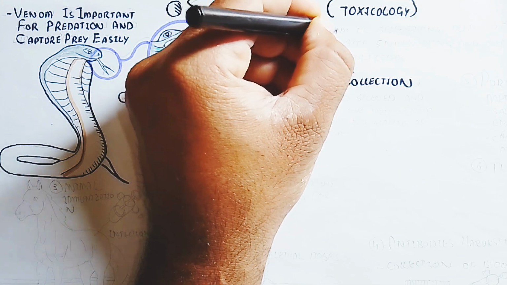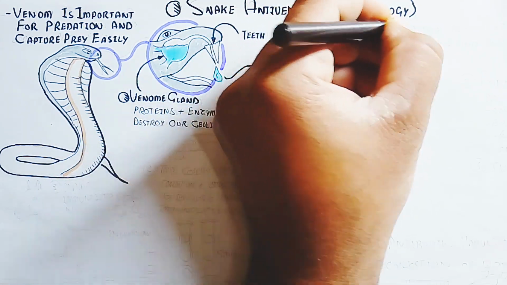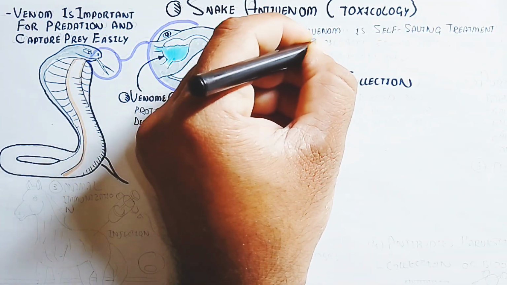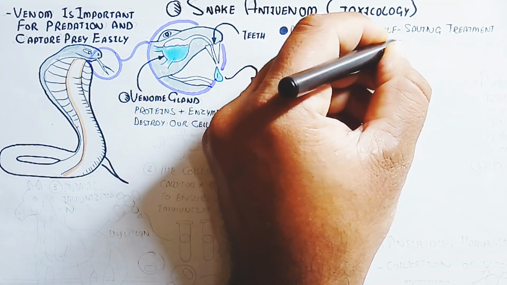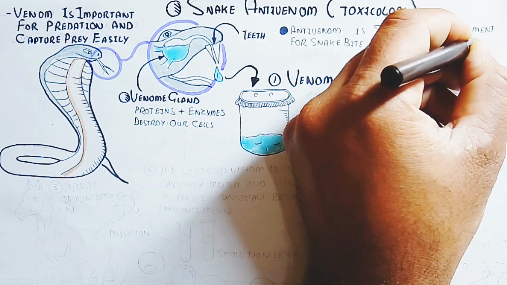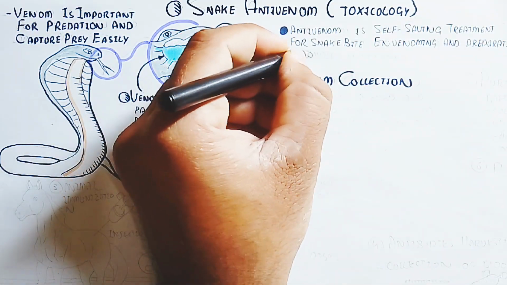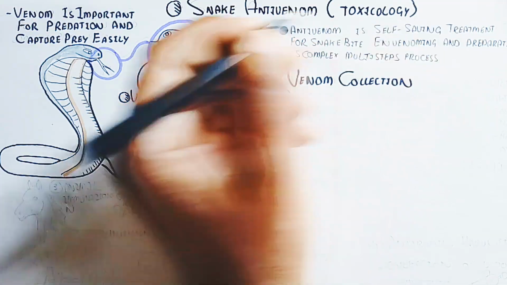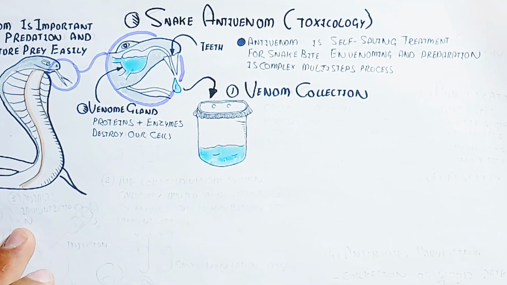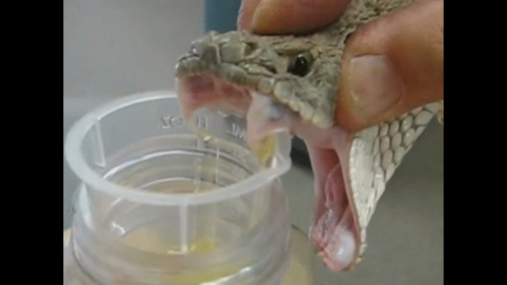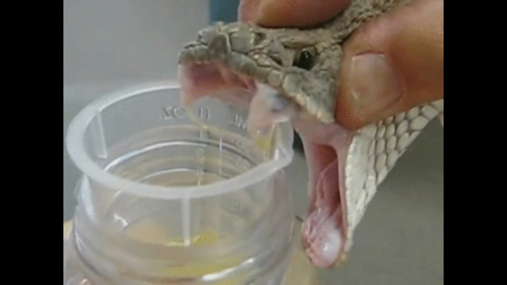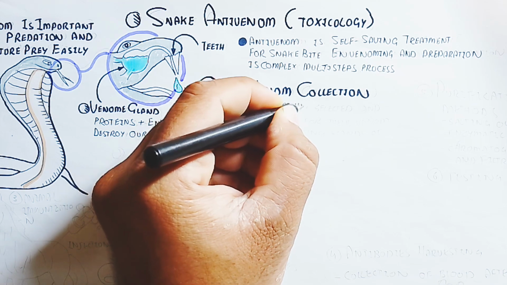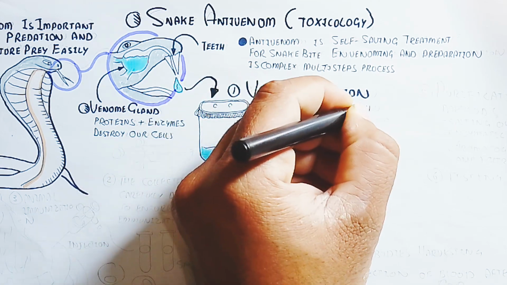Antivenom is the life-saving treatment for snakebite and envenoming. Its preparation is a complex multi-step process, but we will understand the overview in this video. Here is the technique for how to take the venom from the gland of the snake.